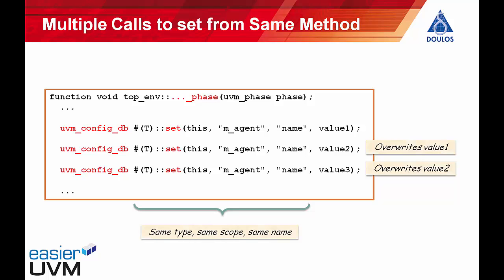However, there's one very important special case, and that special case is characteristic, almost definitive, of the UVM configuration database. The special case is what happens if you set the same parameter from multiple levels of the UVM component hierarchy during the build phase.